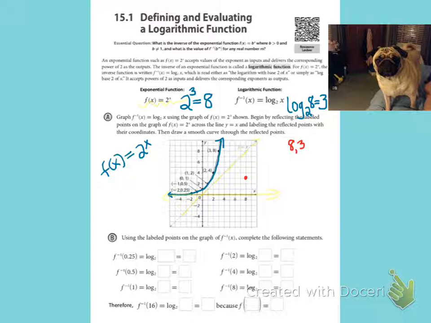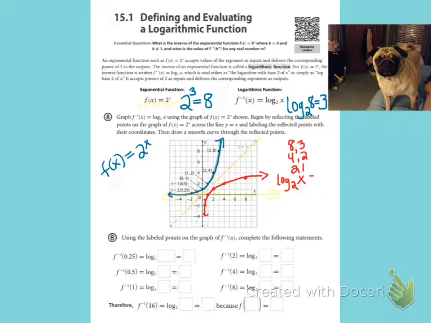And so if I were to take these points and reverse them, take 3, 8 and reverse it to 8, 3, take the 2, 4 and reverse it to 4, 2, and I took the 1, 2 and reversed it to 2, 1. And then if I took the 0, 1 and reversed it, it would be 1, 0. And the negative 1, 0.5, that would be 0.5, or a half, and negative 1, that would take me right here. And then the negative 2, 0.25, reversed, would be 0.25 and negative 2. And I would just keep getting closer and closer to the y-axis. And my graph would look like this. And that is the graph of the log base 2 of x.